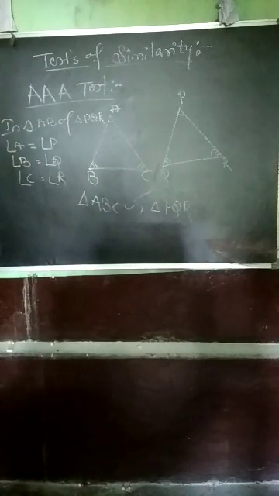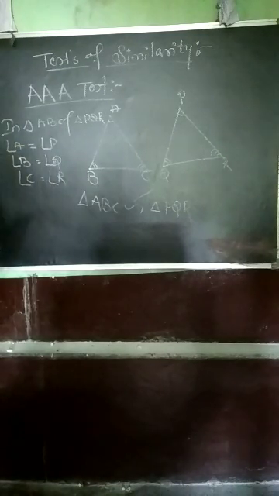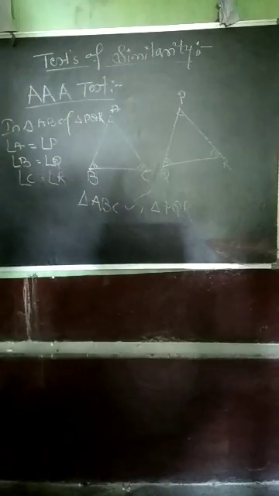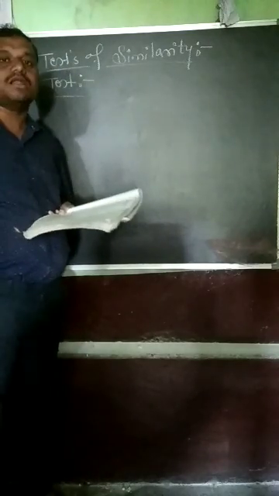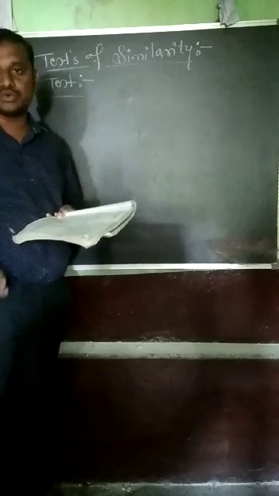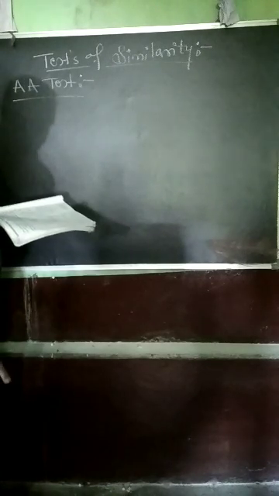See here, when the corresponding angles of two triangles are congruent, then the two triangles are similar. AA test means angle test. Next we go to another test. See here, when two angles of one triangle are congruent to two corresponding angles of another triangle, then this condition is sufficient for similarity of two triangles. This condition is called the AA test of similarity.